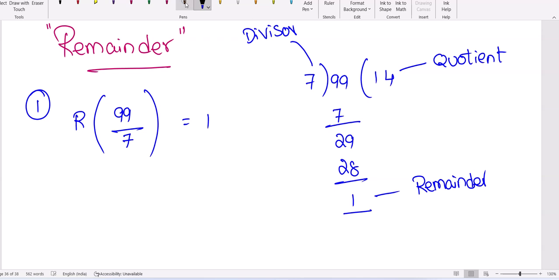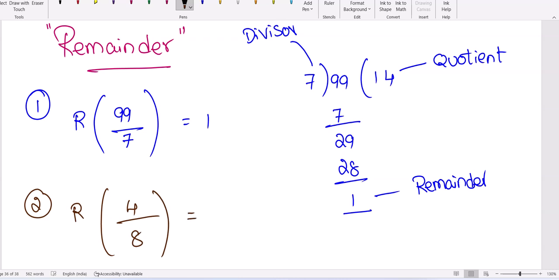Fine. So similarly, many are making mistakes regarding this. Let me ask you the question. When 4 is divided by 8, what is the remainder? Many are making some mistake. I just want to avoid that in the initial stage itself. Remainder is 4. 4 is less than 8. We cannot divide. We have to take 4.